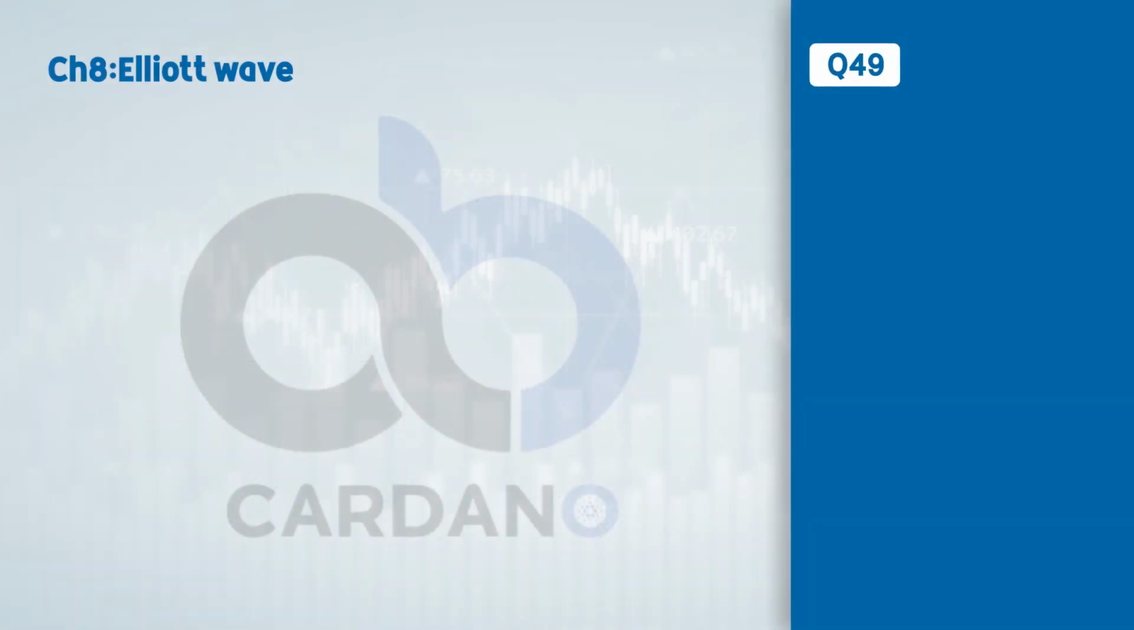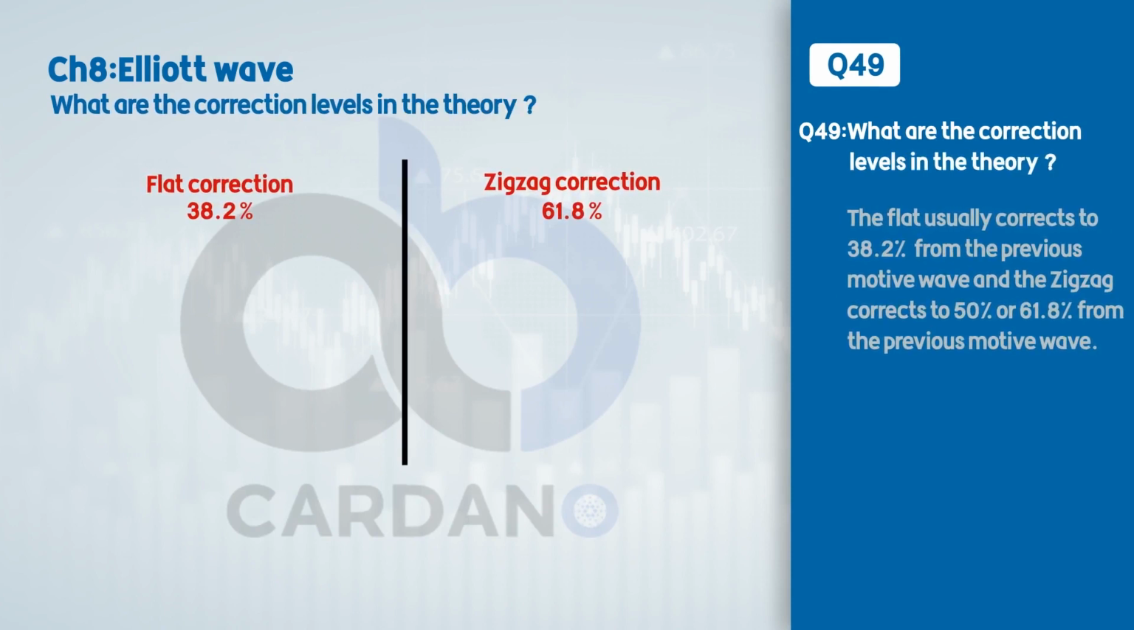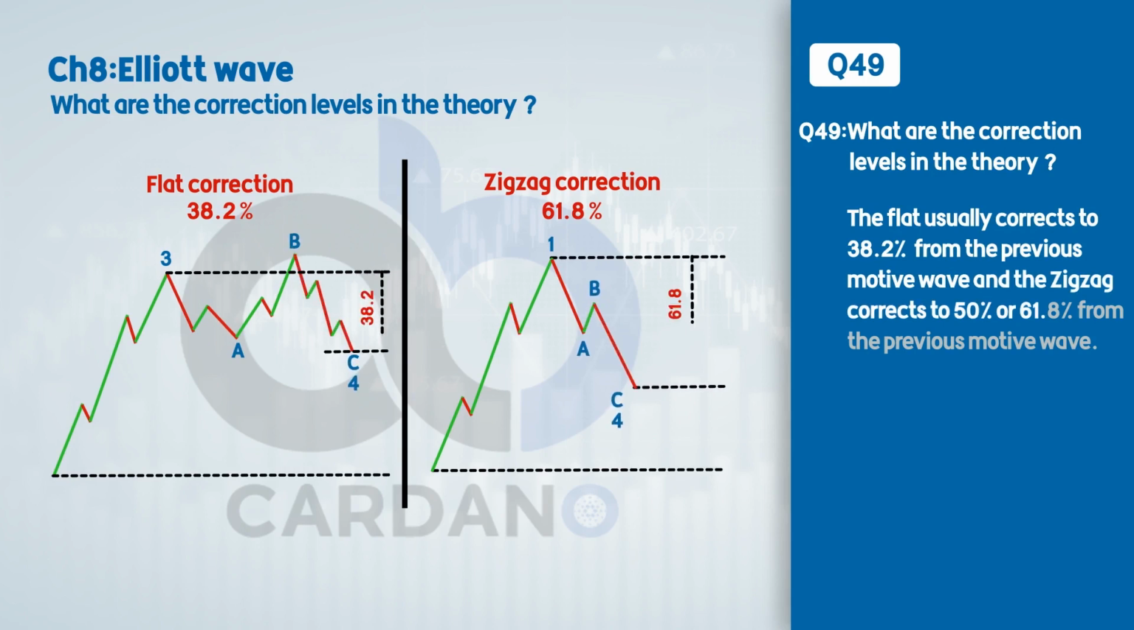Question number 49. What are the correction levels in the theory? The answer is, the flat usually corrects to 38.2% from the previous motive wave, and the zigzag corrects to 50% or 61.8% from the previous motive wave.